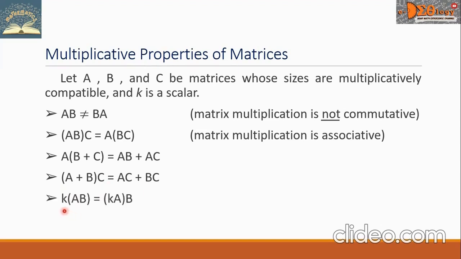5. The scalar K multiplied by the product AB is equal to the product KA multiplied by B. And this is also equal to the matrix A times the product KB. These are the properties of multiplication of matrices.